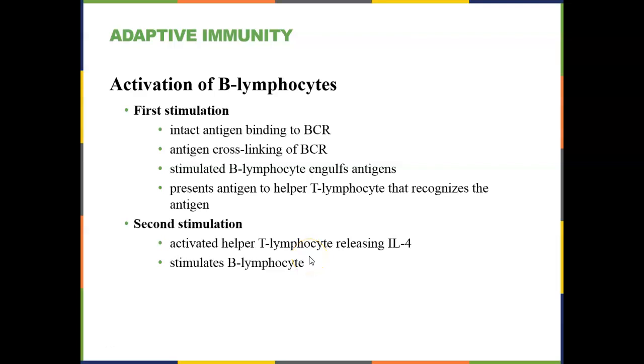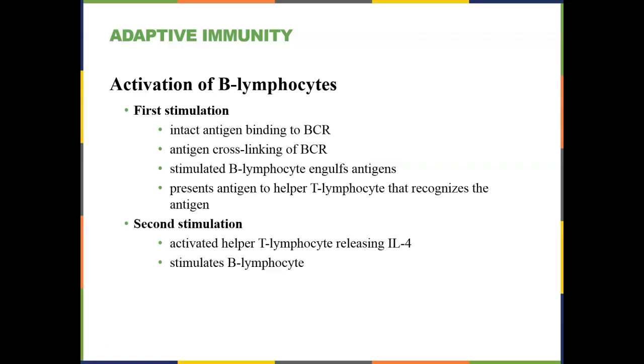Hi, everyone. Now let's talk about B cell immunity, or humoral immunity. B cell immunity is similar to T cell immunity in the fact that you're going to have two stimulations. But with B cells, they are going to directly attack the pathogen. Since B cells themselves are phagocytic cells and antigen presenting cells, they're going to attack the antigen, engulf it, and phagocytize that antigen.